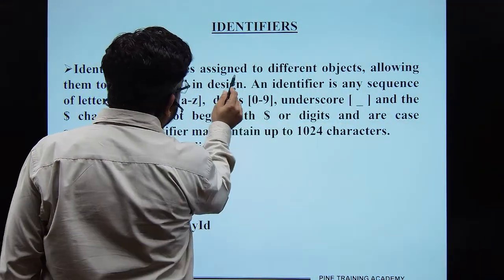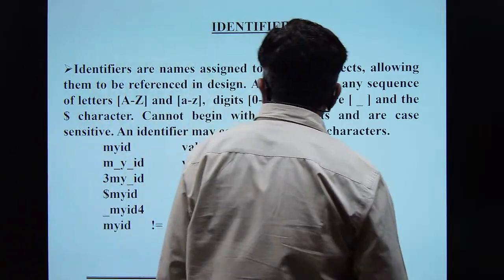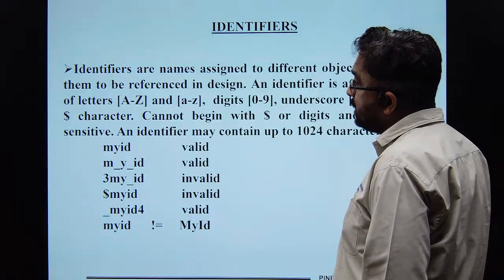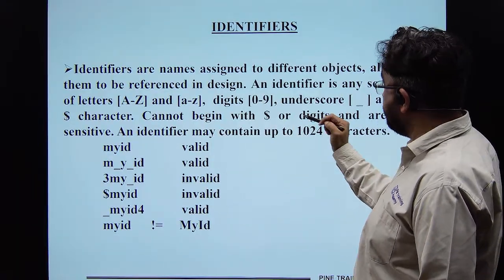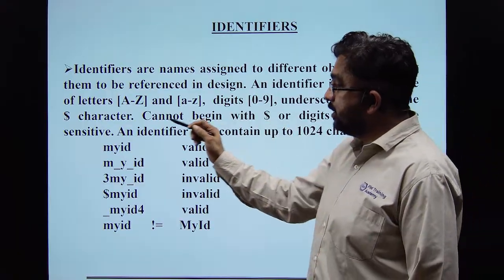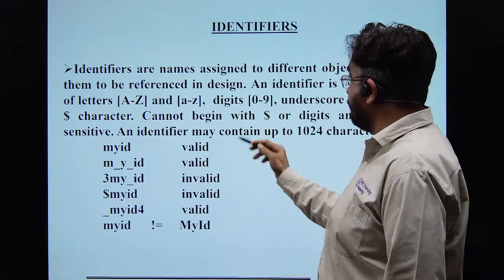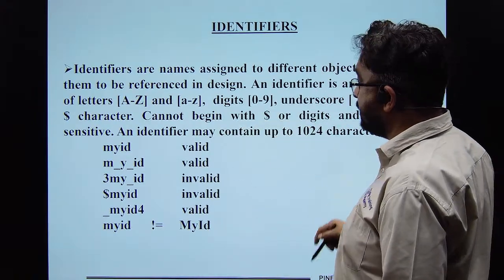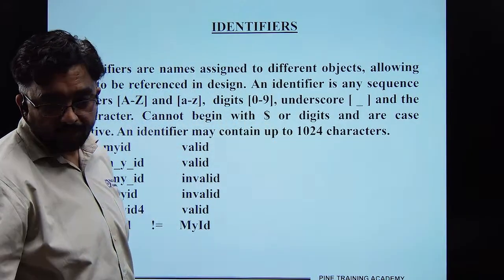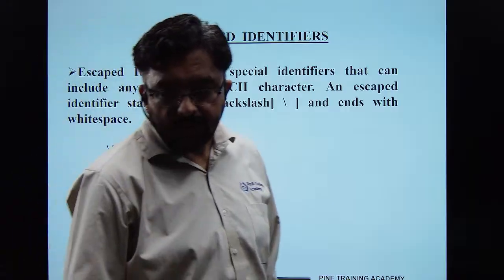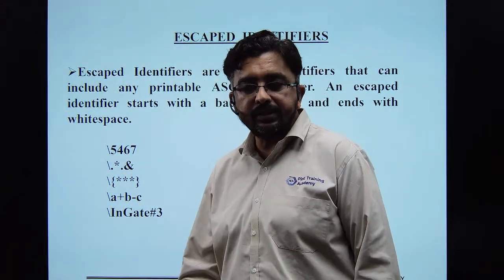So identifiers are the names assigned to different objects, allowing them to be referenced in the design. An identifier is any sequence of letters A to Z, digits 0 to 9, underscore, and special characters. We can use the special character in between, but not at the start. It cannot begin with a dollar sign or digit and is case sensitive. Definitely, the last example is of case sensitivity. And the last slide is the escape identifier. It always starts with a backslash.